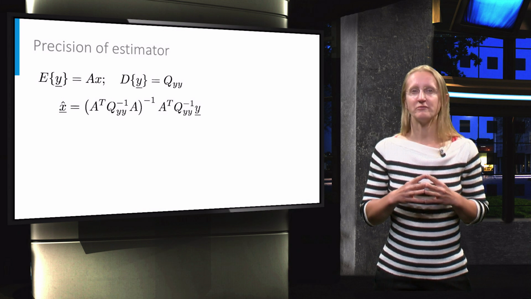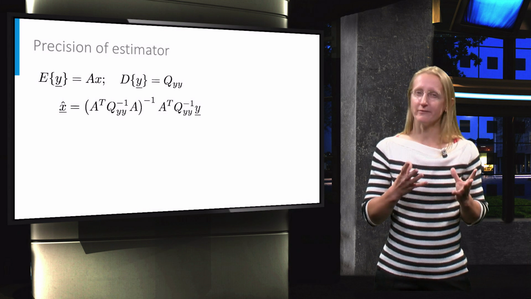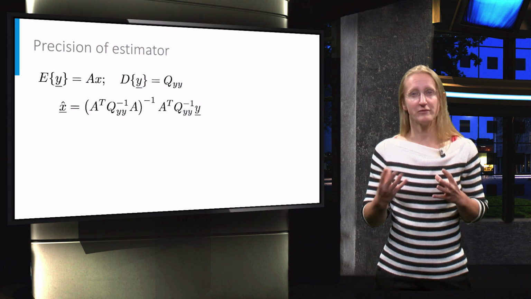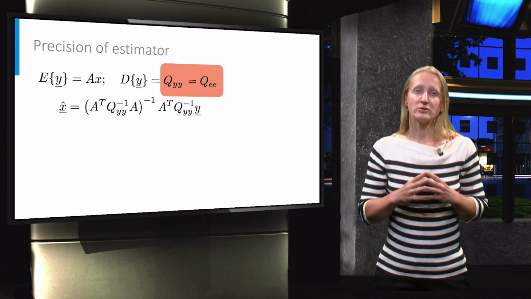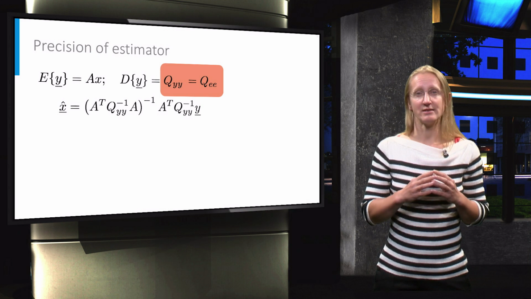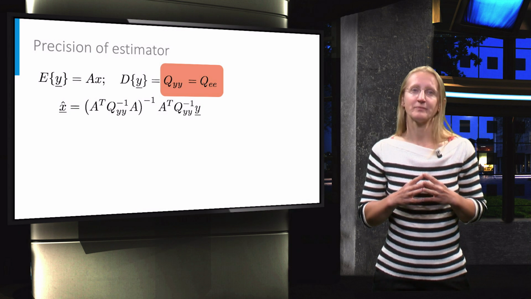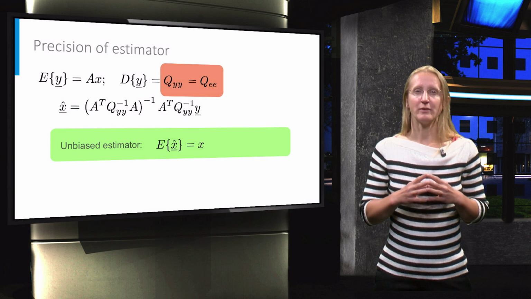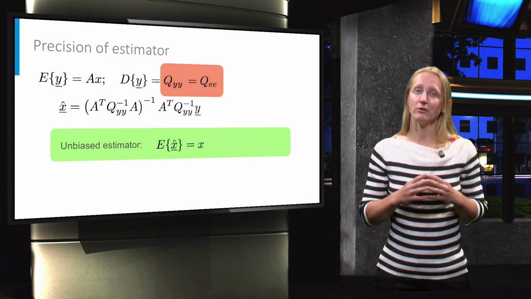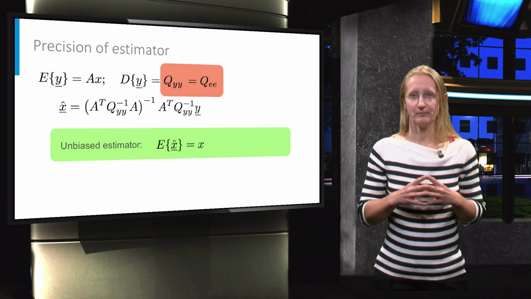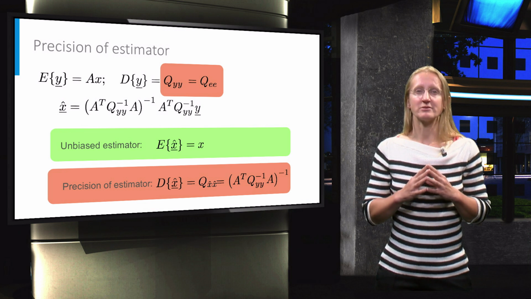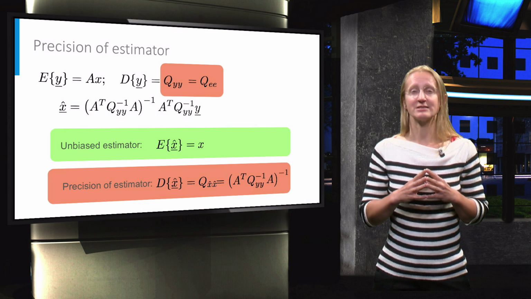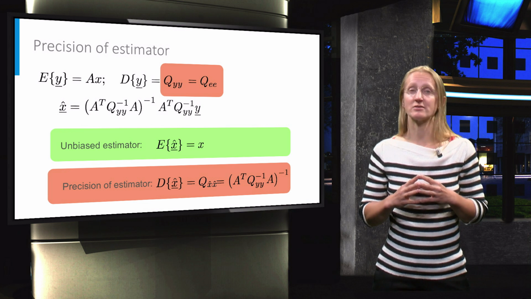Recall that the precision of the observables is described by the covariance matrix, which is equal to the covariance matrix of the random errors. According to the mean propagation law, we found that the best linear unbiased estimator is unbiased, and the precision as described by the covariance matrix of x hat followed from the covariance propagation law. This result shows that the propagation of random errors into our estimation results is captured by the covariance matrix of x hat.